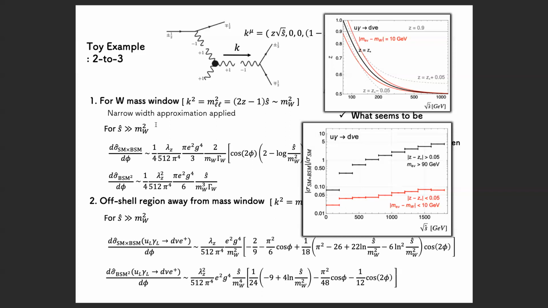So if you put some cut on the Z, this fraction of the energy, then as you see here, the interference now, as energy increases, this guy grows. So this is a proof, numerically.